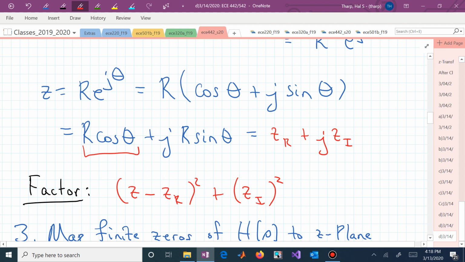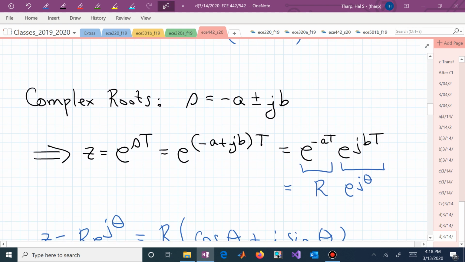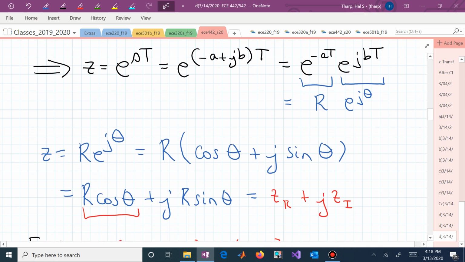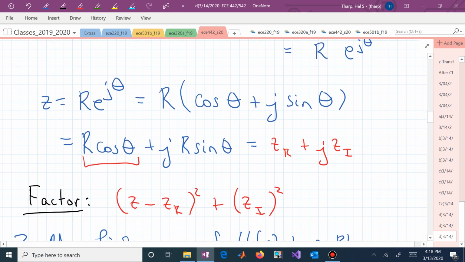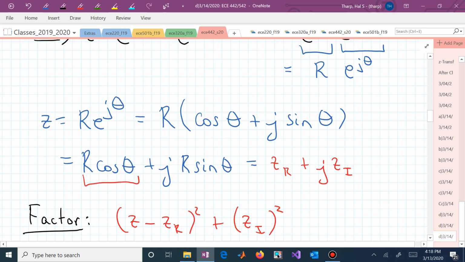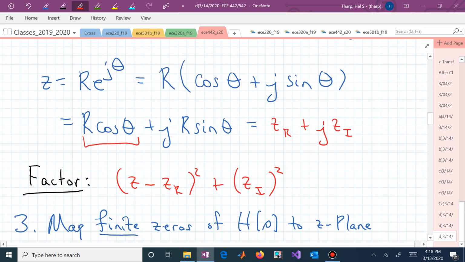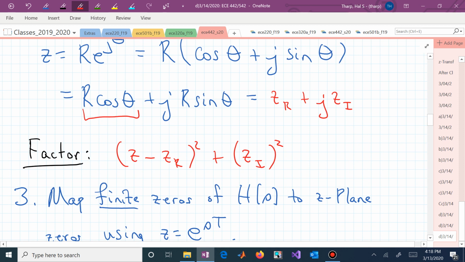And that would then allow us, if somebody gave you complex roots in your transfer function, either zero roots or pole roots, to say, I know what a is and I know what b is. I can find capital R and theta from the little a and the little b. I can convert that into rectangular form and write that factor. Whether that corresponded to pole factors or zero factors doesn't matter. If it's a pole factor, that quadratic expression would be placed in the denominator.